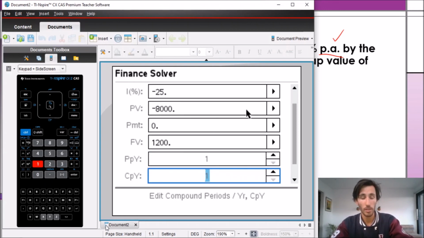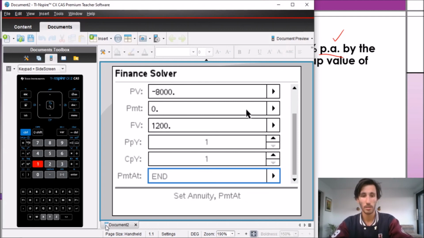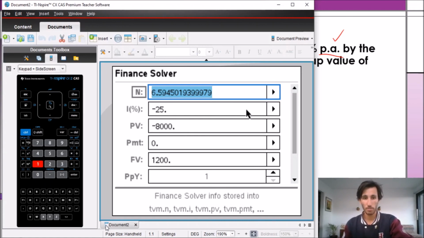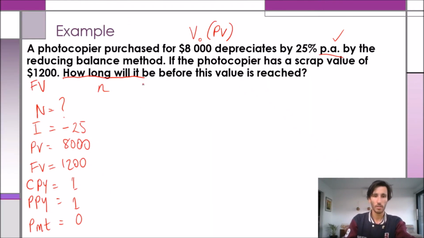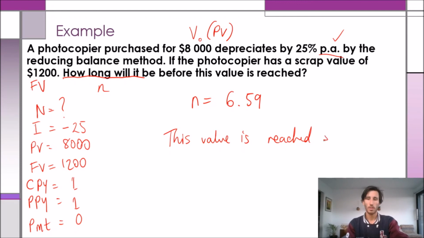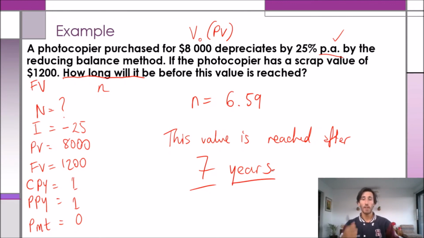Payments per year is 1, and that should automatically change your compounds per year. Now we're trying to find n. So the value here is 6.59. So n equals 6.59. But remember, after 6 years, it hasn't reached this value yet. So this value is reached after 7 years. You have to round that one up because we haven't reached the value after 6 years. It's only after 7.